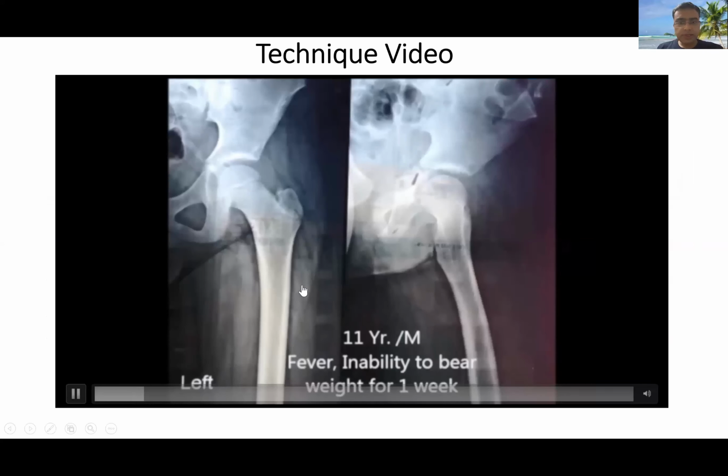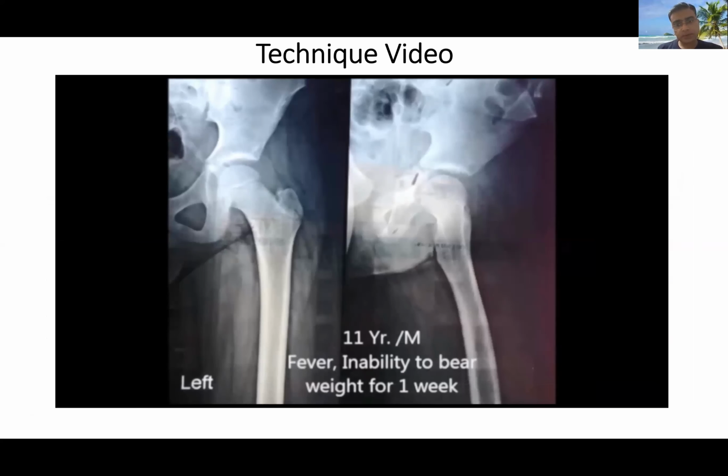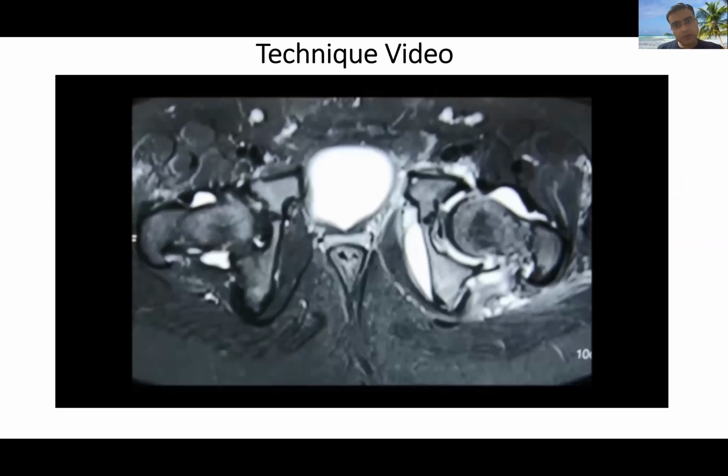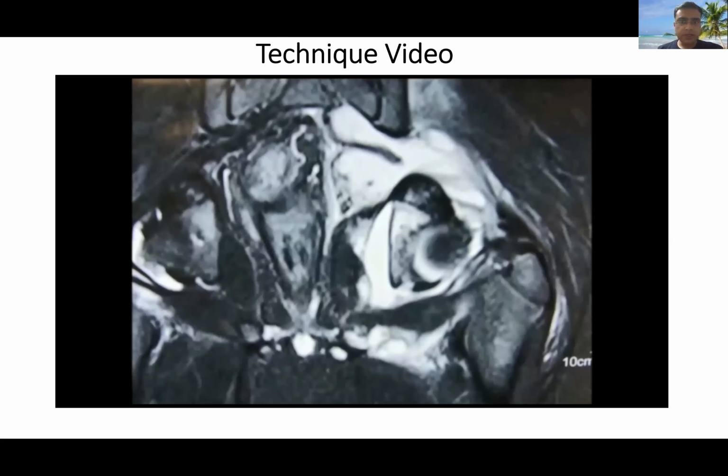So this is an 11-year-old child presented to us with fever and inability to bear weight for 1 week. His labs were elevated. X-ray was normal. This is the MRI. There was a collection in the joint, and along with that, there was a collection in the obturator internus. Further axial images demonstrate that the obturator internus abscess was communicating with the hip joint.